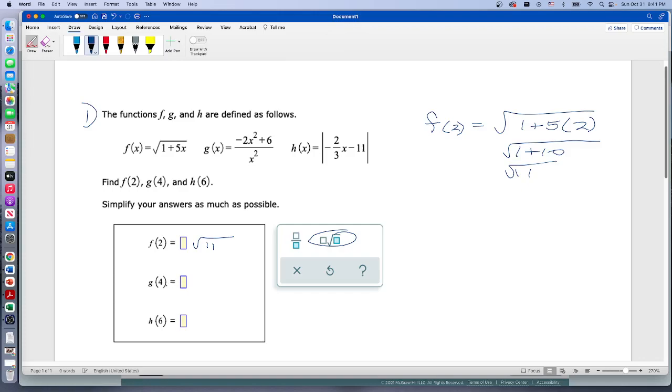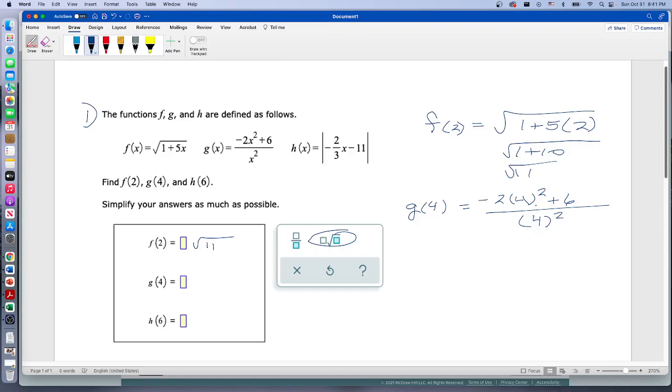For g, we need to find g of 4, so we're going to put 4 in for the x there. G of 4 equals negative 2 x squared plus 6 over x squared, and I've just filled those in, so everywhere there's the opening space I'm going to put a 4.